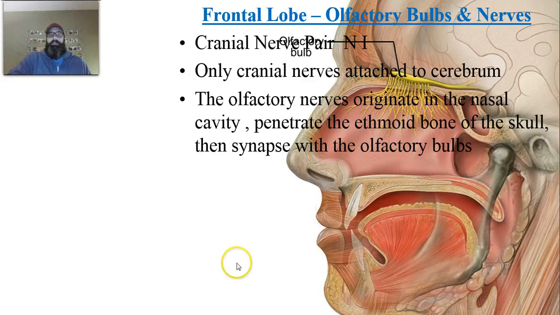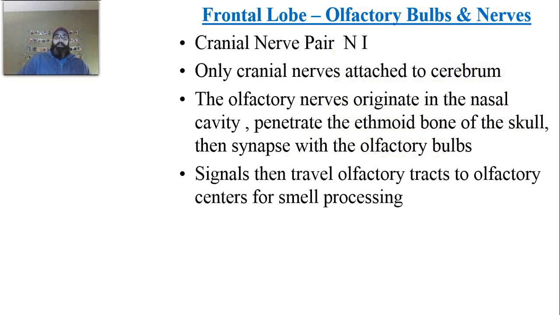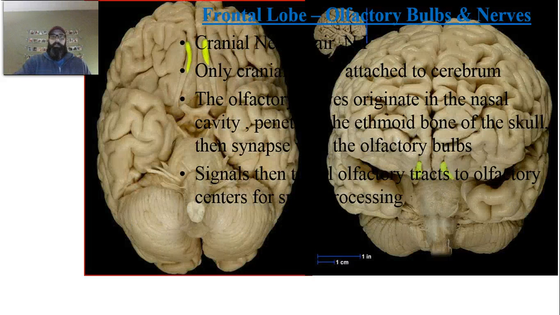And so any of the smell and air that you pick up gets absorbed by these nerves, and they converge on the olfactory bulb, and then it's routed through the olfactory nerve to the olfactory centers of the brain. So signals that are absorbed travel down the olfactory tracts to the olfactory centers for smell processing.